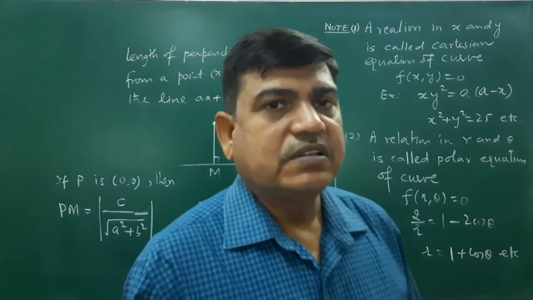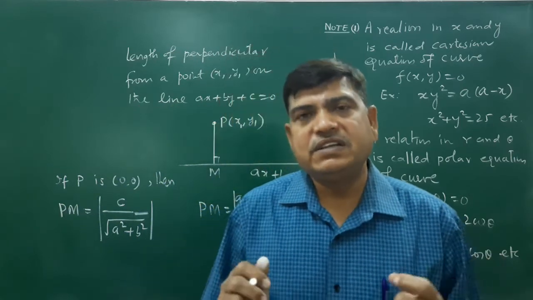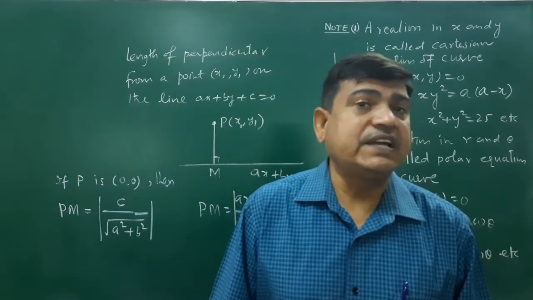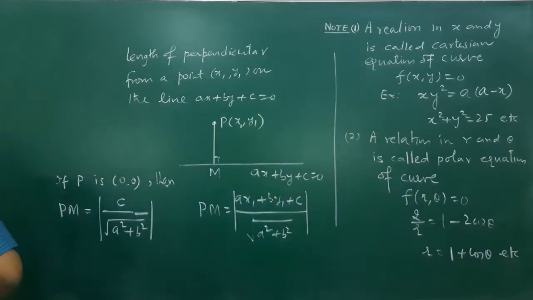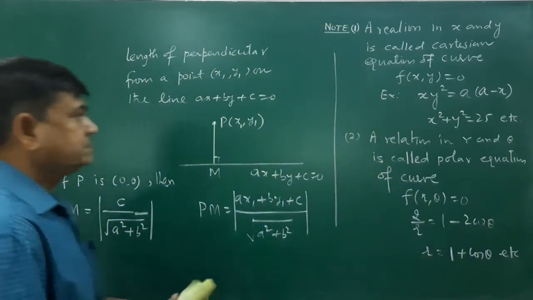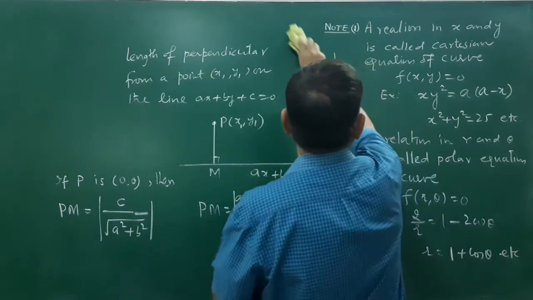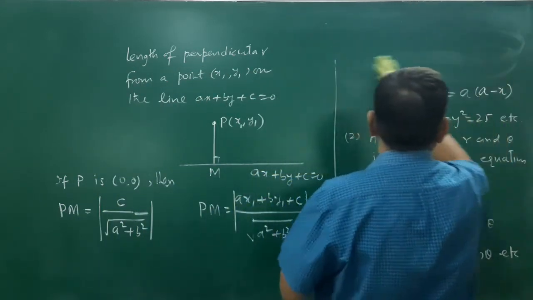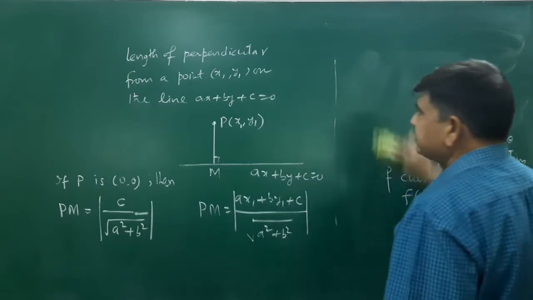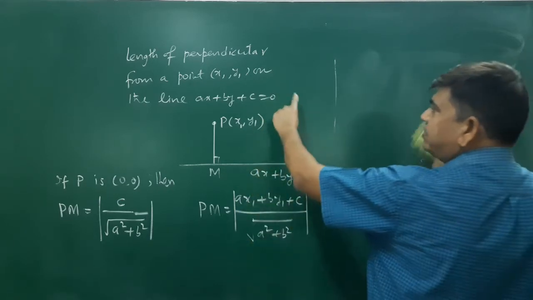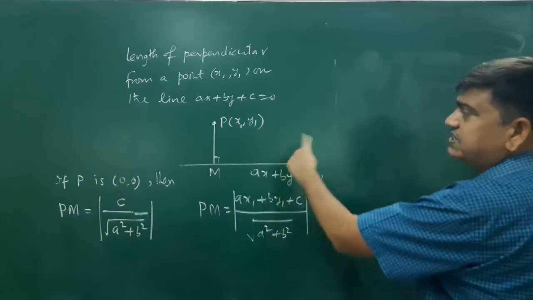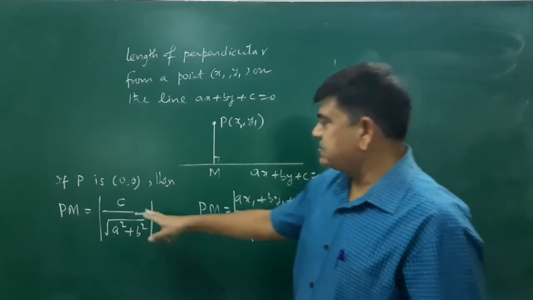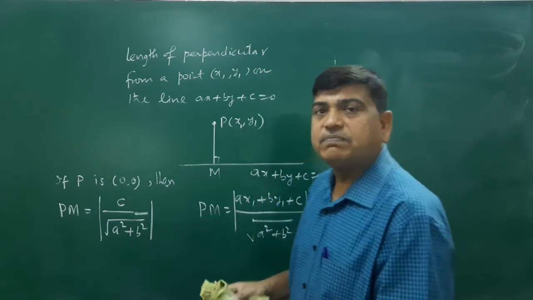Now, sometimes the point is given in general and equation of line is the standard format. So look at this. So remember this formula, length of perpendicular from a point on the line. And if the point is 0, 0, then the formula is reduced into c upon under root a square plus b square.